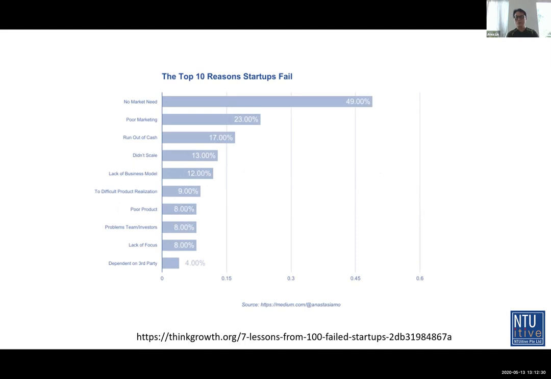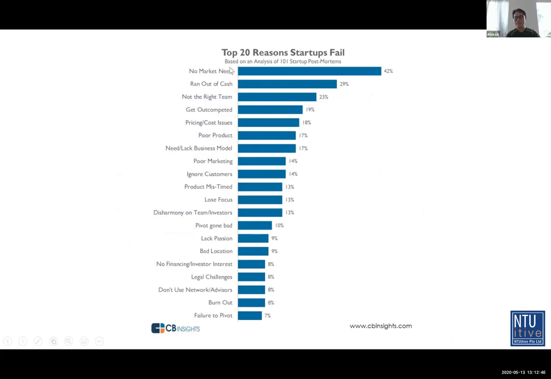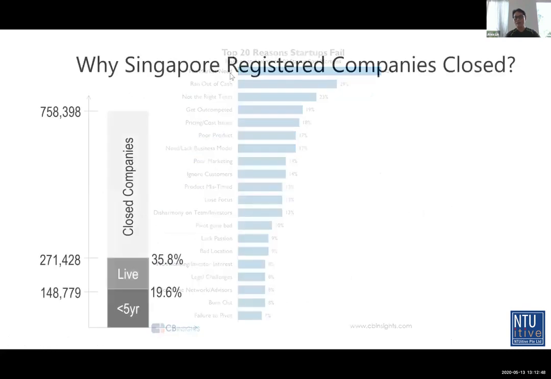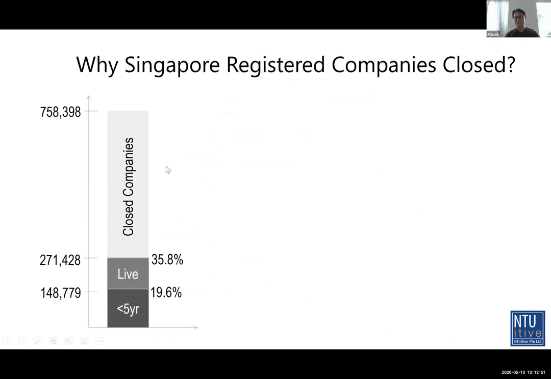The reason why companies fail, I believe this is what we all know, but subconsciously, you're still doing the same thing. The top one is always no market need. Multiple research studies all found the same thing, no market need. Even in Singapore, we did exactly the same study. Out of the 700 over 1,000 companies registered since pre-World War, there are so many companies registered, a large chunk of them have closed.